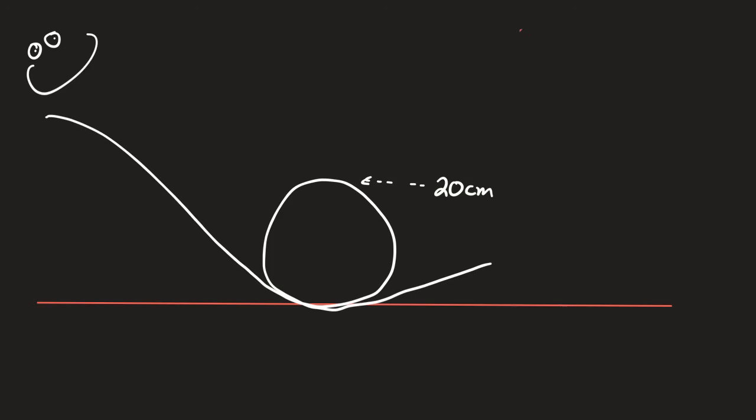At what height would I have to release the car over here in order for the car to successfully make it through the loop? I'm looking for the minimum height. Now, if you paid attention yesterday and you watched the video, you have an idea of what I'm asking.